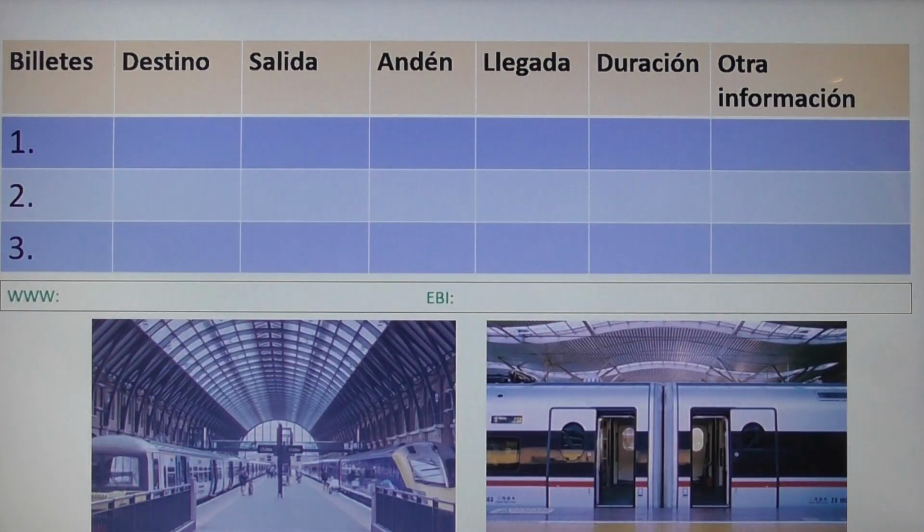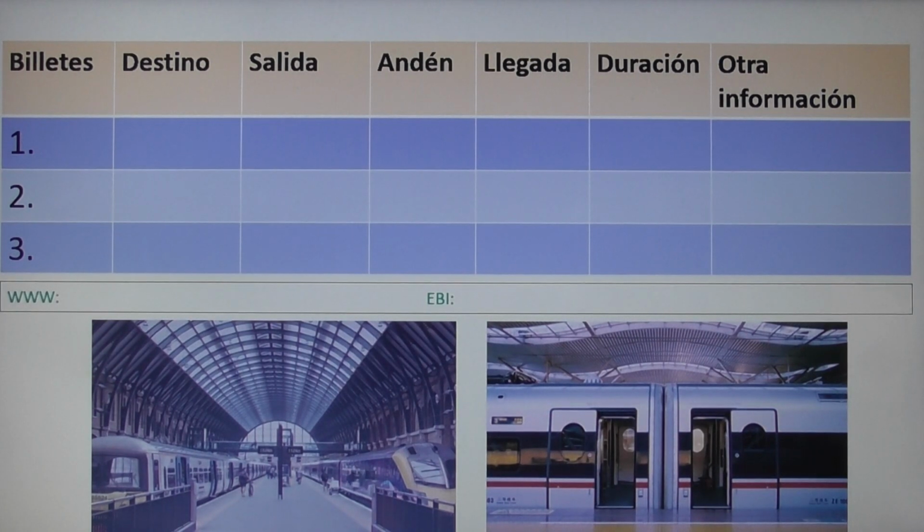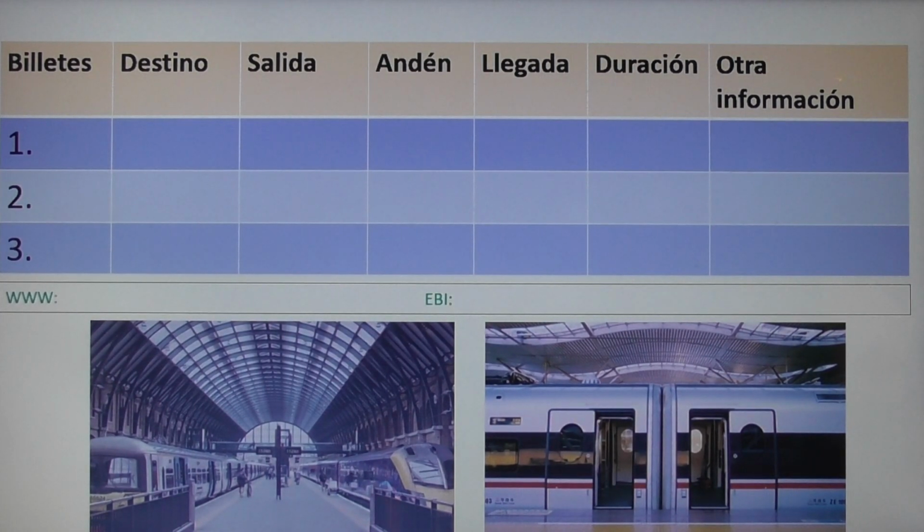Vamos y número 2. Okay, so they asked for 3 tickets. They said ida y vuelta, so that's return, 3 return tickets. Destination is Barcelona. The only train leaves at 5:10, 10 past 5 today. They say it leaves from platform number 11 and it arrives at 9 o'clock. That will tell us then that the journey is going to be 3 hours and 50 minutes.